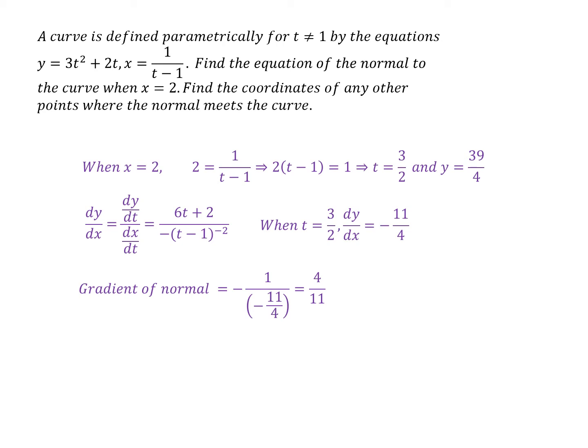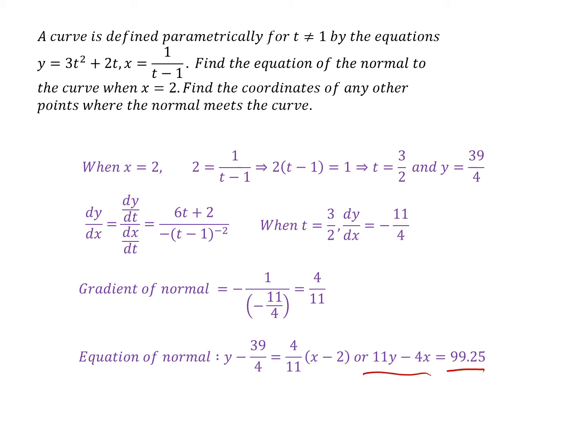Then we can use the equation y minus y1 equals m times (x minus x1), and y minus 39 over 4 is the y minus y1, equals m times (x minus x1), where x1 is 2. We can tidy that up a little bit to have integer coefficients of x and y. If you wanted integers, you could multiply by 4, of course. Okay, so we found the equation of the normal to the curve when x equals 2.